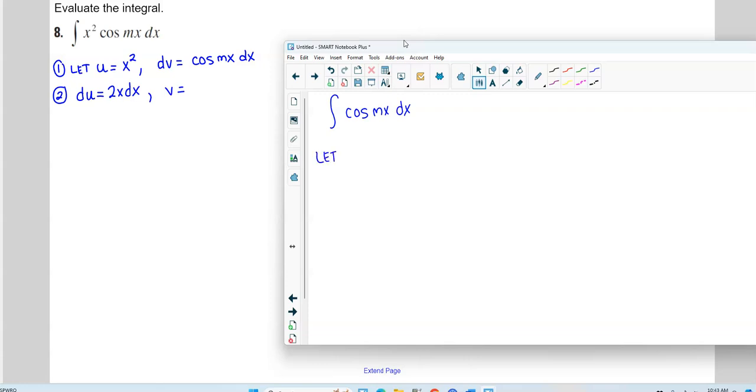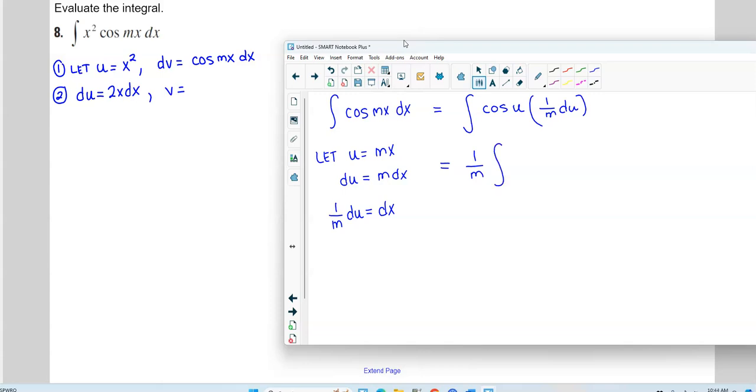So if we let u equal mx, then du, the derivative of mx, is going to be m dx. Divide both sides by m, so 1 over m du is going to equal dx. So we're going to put in our substitution, so we have the cosine of u times dx, which is 1 over m du. Factor out the constant, which is 1 over m. And therefore we have the cosine of u du.